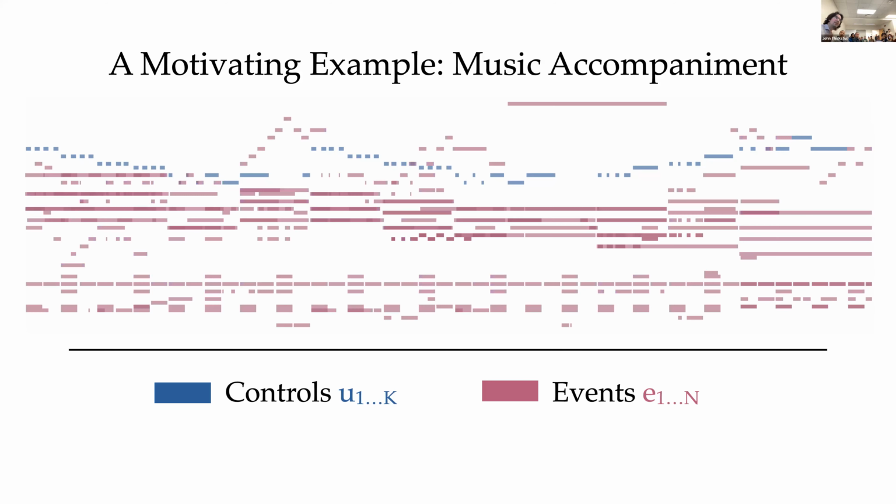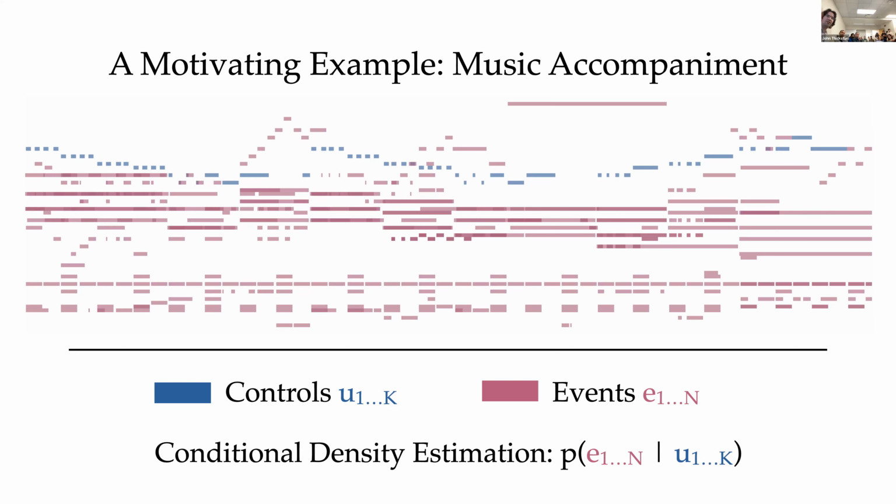What I'm interested in doing is generating a harmonizing accompaniment to this melody. So a whole bunch of other notes situated in time, correlated with these notes in the melody, that I'll call the events. And I'm interested in this conditional density estimation problem of building an estimator of the probability of this sequence of events, E1 to N, given these controls U1 to K. So this is my controllable generation task.